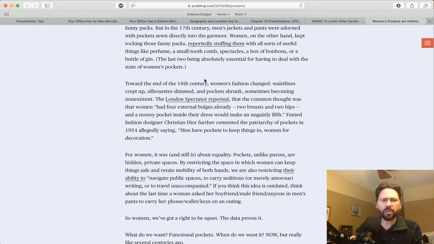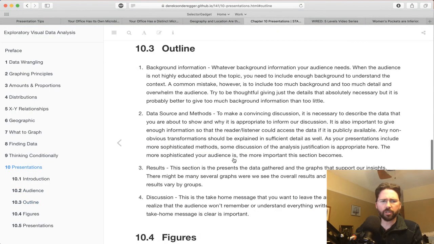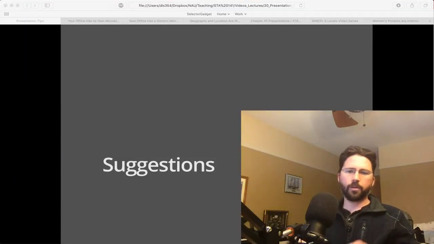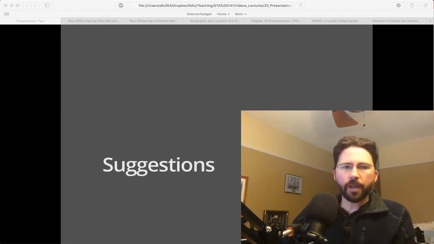But the end result is that the presentation outline that we talked about, which is given here in terms of background information, some data source and methods, then the results, and then some discussion, actually happens quite a lot and is a fairly standard structure, even if it's not explicitly labeled as such. So in this section, I've got some suggestions for making presentations in particular. These are going to be in-person oral presentations as opposed to written presentations.